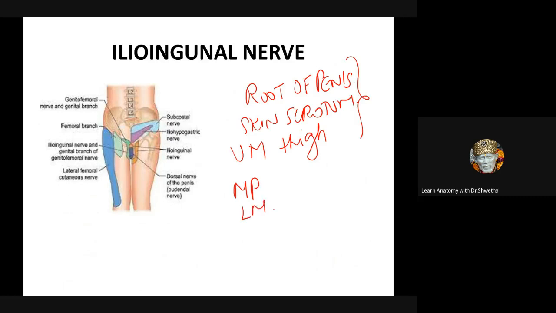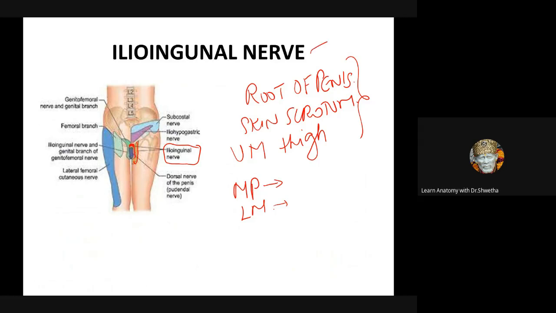So that is about the ilioinguinal nerve. If you see here, this is the supply of the ilioinguinal nerve. So what all does it supply, students? It supplies the skin of the root of the penis. It supplies the skin of the scrotum. It supplies the upper medial aspect of the thigh. In females, it supplies mons pubis and labia majora. So that is about the ilioinguinal nerve.